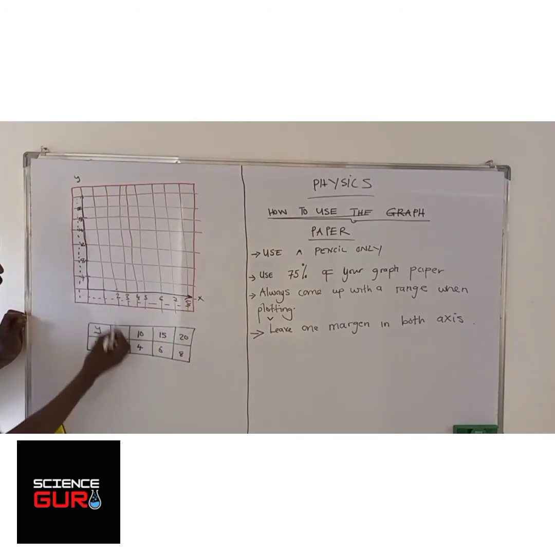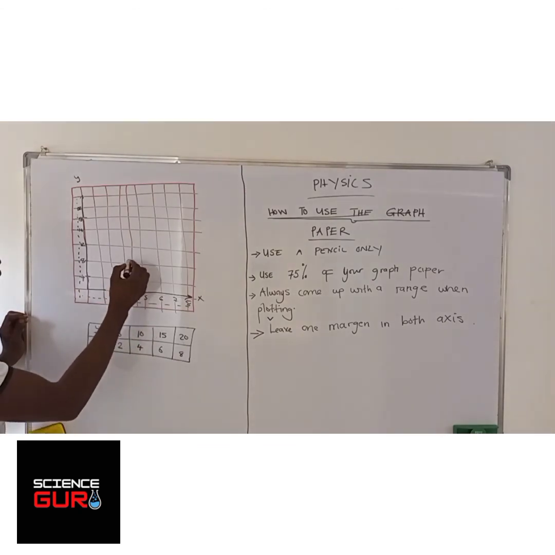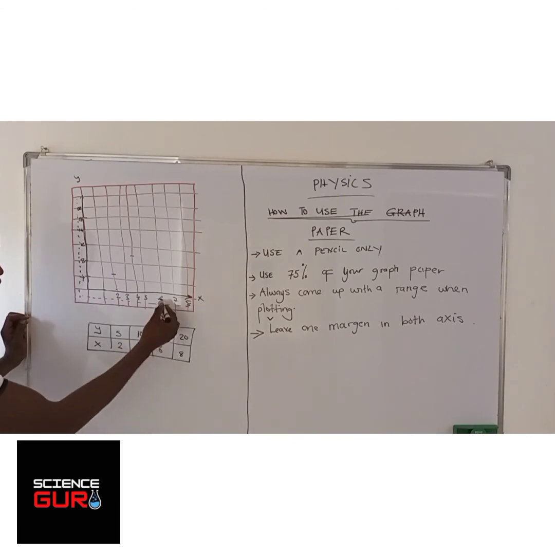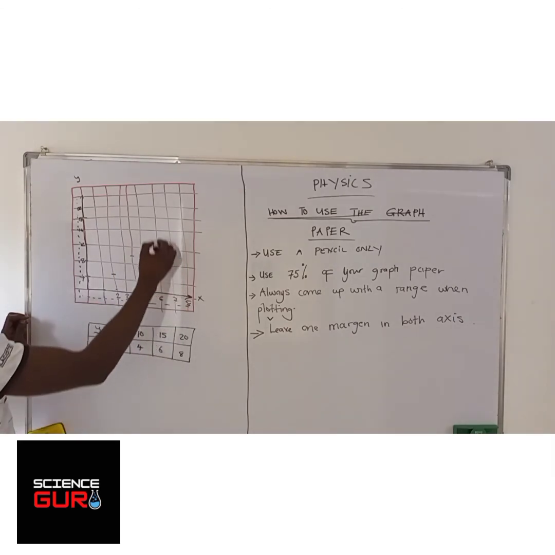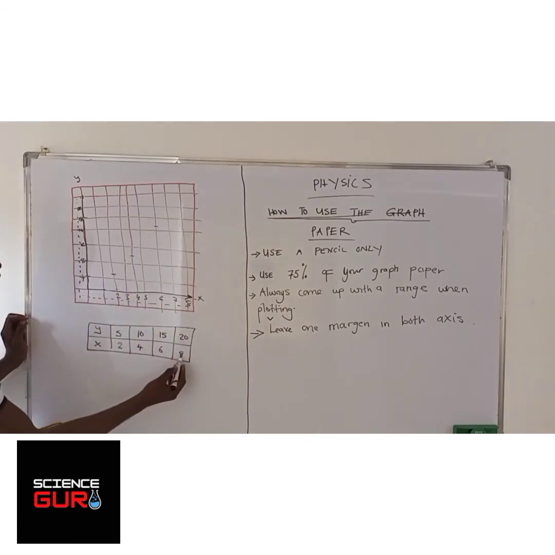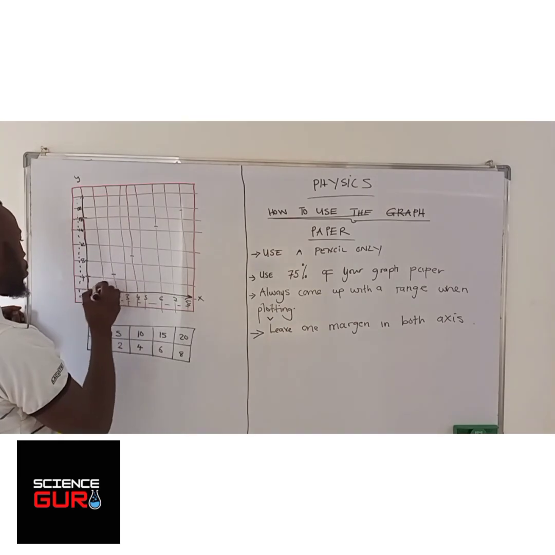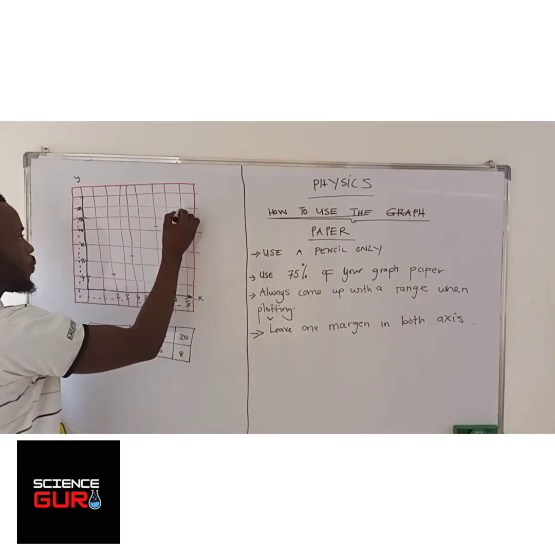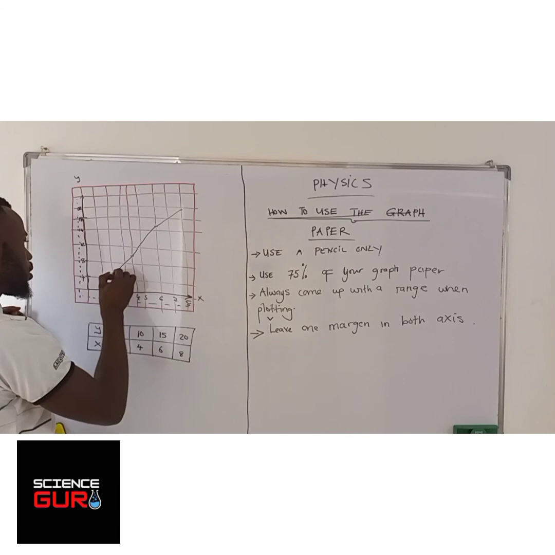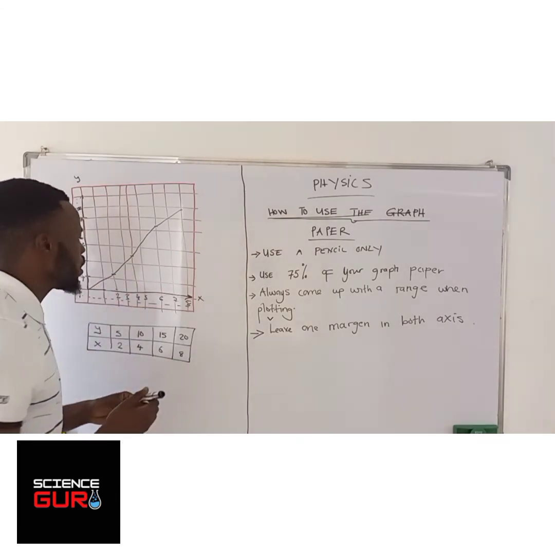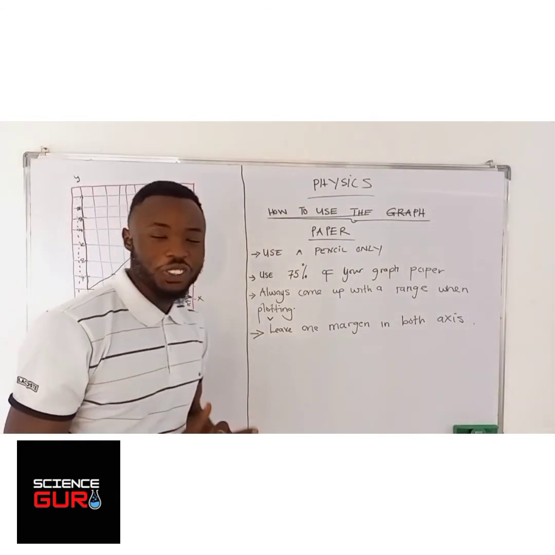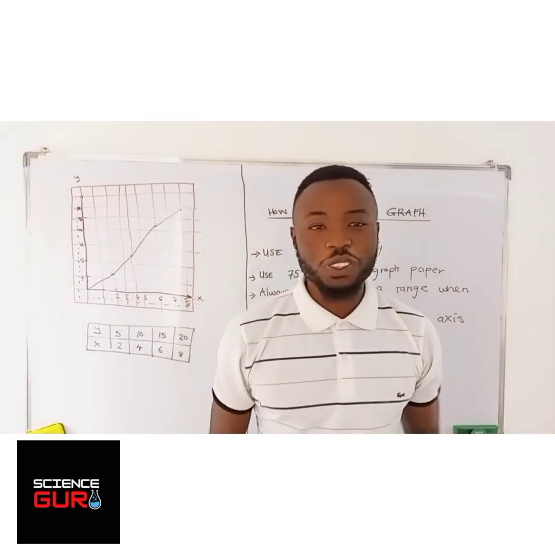You're plotting 2. 2 is here. You assume your 5 is here. So you're plotting 4. 4 is here. You assume your 10 is somewhere here. Then 6. 6 here, you assume your 15 is somewhere here. Then 8. 8 here, you assume your 20 is somewhere here. Then you draw using your pencil. Something like this. Then you are done and good to go. You have now known how to use your graph paper.